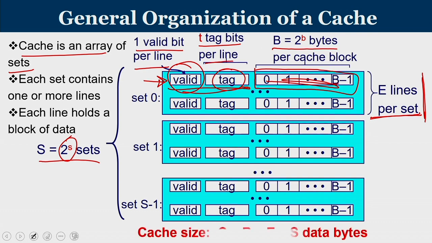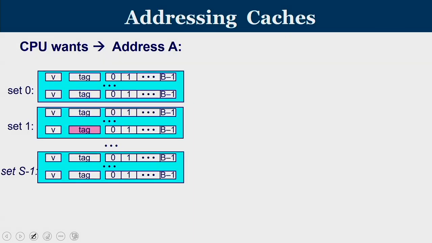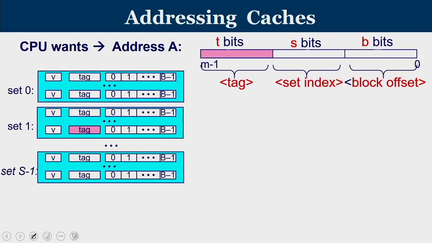So, what is the total capacity of the cache? The capacity of the cache is defined as C equal to B into E into S, where S is the number of sets, E is the number of lines per set, and B is the number of bytes in each line. Now, consider the context that the CPU wants an address A, the physical address of A.